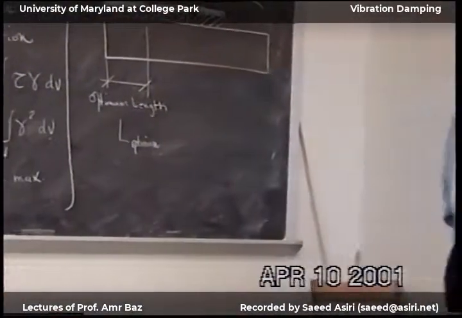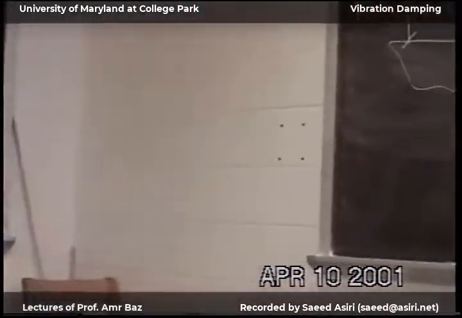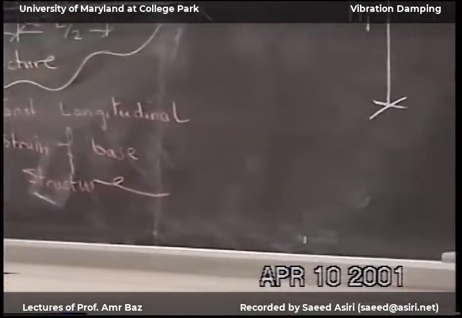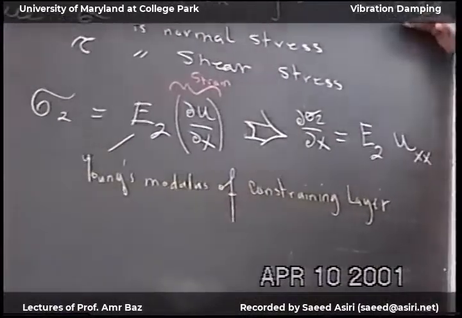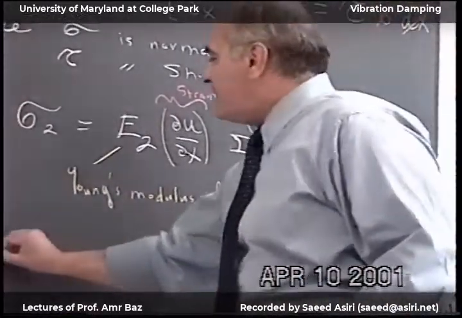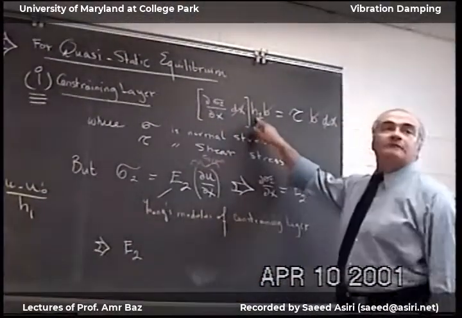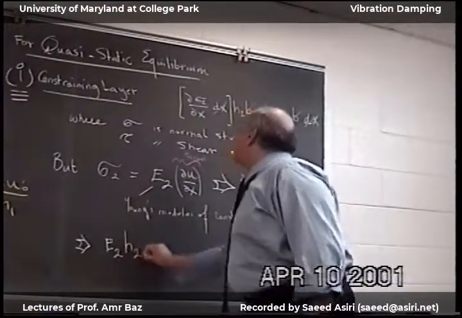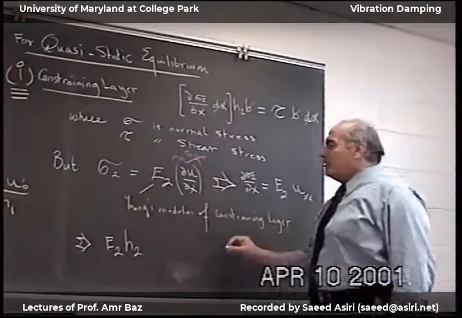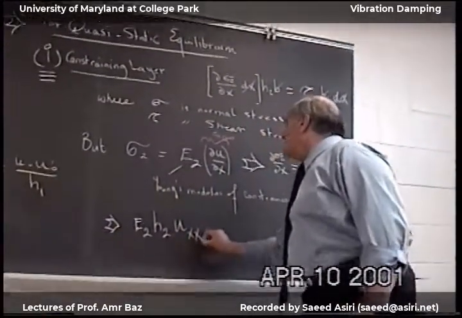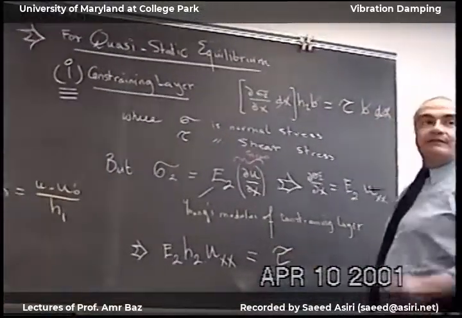Okay, so now we have the first equation for the constraining layer, and then now I'll take this and plug it here. So we have E2 times H2 partial sigma 2 by partial x is U of x and x, and then this is equal to shear stress.